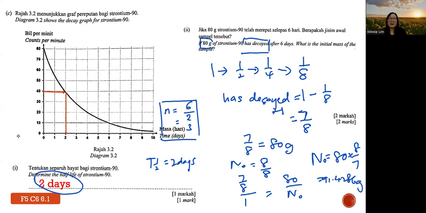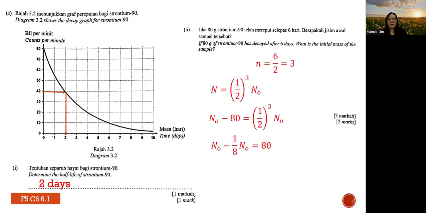So using the formula is easier for these questions. Okay, now we move on to the next questions.